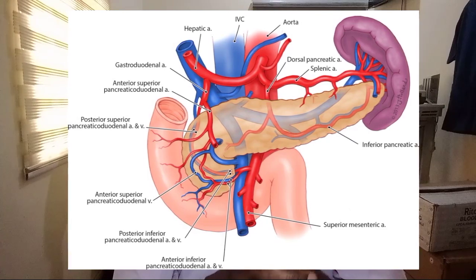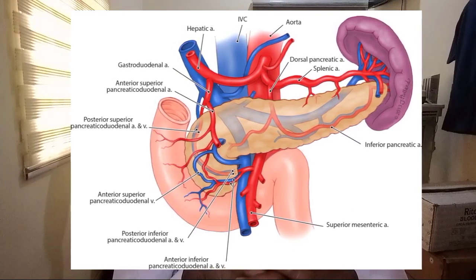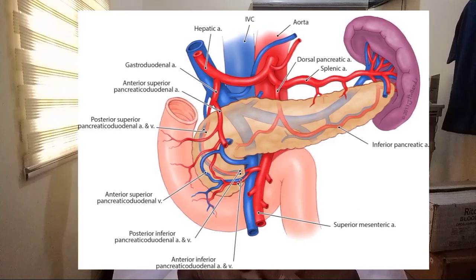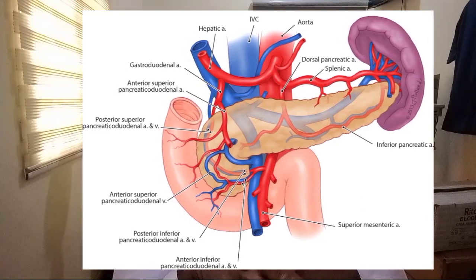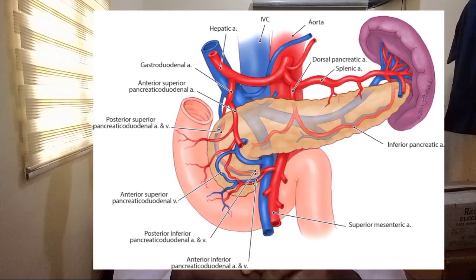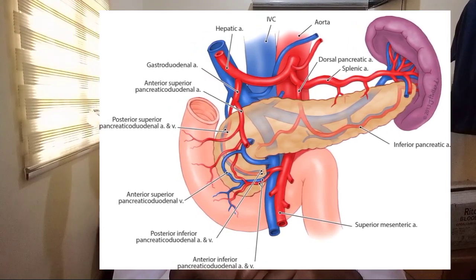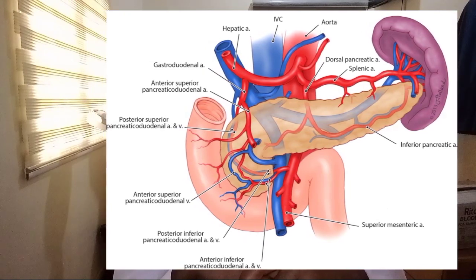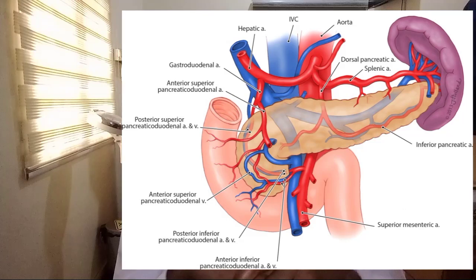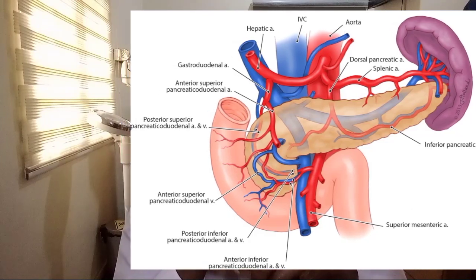The splenic artery arises from the celiac trunk and courses in a tortuous fashion towards the left along the posterior superior surface of the body and the tail of the pancreas. It is located just superior to the splenic vein. It is easy to find in transverse section.